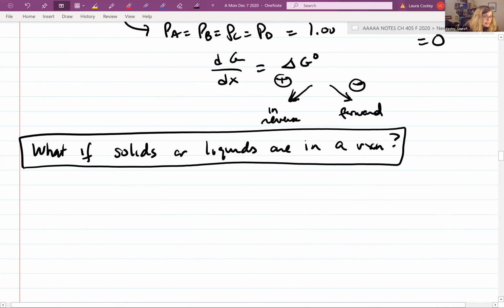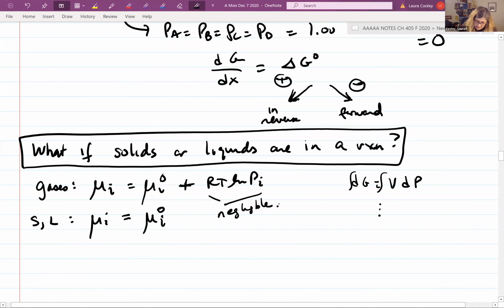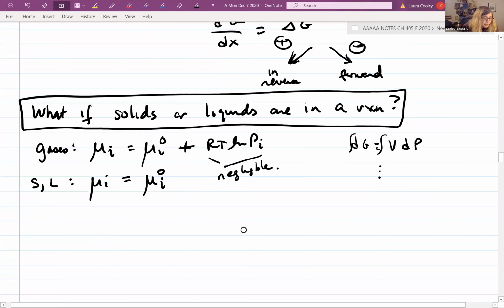The reason is that for gases we use mu_i equals mu_i0 plus RT log P_i, which was derived a couple of days ago from dG equals VdP, and we integrated this and got to something simple like this. But for solids and liquids, mu is equal to mu0, period. That's it. The pressure dependence is negligible. Okay, so it really just makes it simpler.